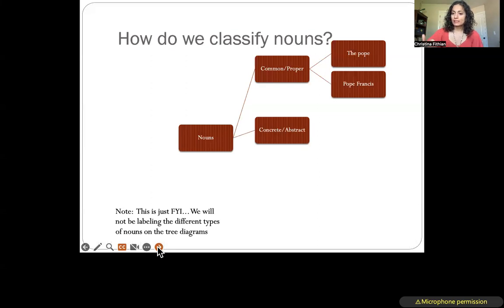Now, we can also classify nouns by whether they're concrete or abstract. So, for example, teacher. This noun is concrete. It's something that we can see. In general, we can talk to a teacher and see them in front of us. Something we can touch is generally considered a concrete noun. In contrast, we have abstract nouns. These are things that we can't really see, feel, or touch, but they might be concepts, for example, like pedagogy.